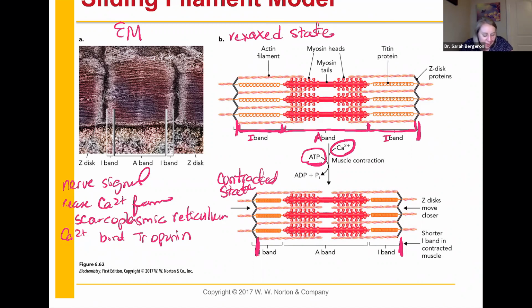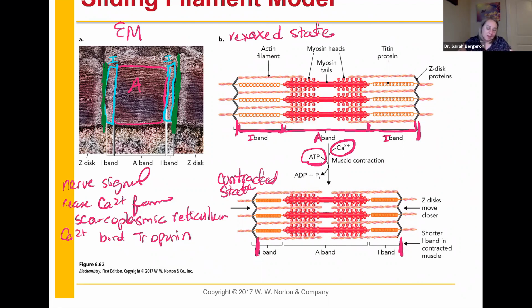So the A band is very, very dark. If you look in this electron micrograph, this is our A band right here. And then we have this light thing right here, and we call this and this the I bands. And on either side of the I bands, let's do green, this is the Z disk. Here's another Z disk. It's that dark black.